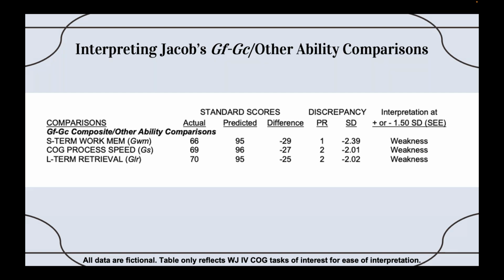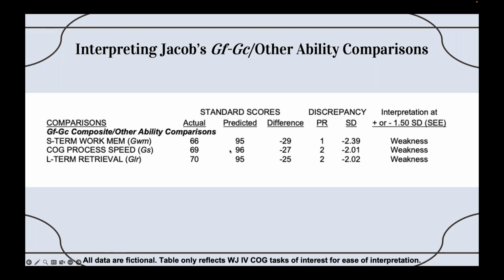And what the results of this procedure really tell the neuropsychologist is that based on his reasoning skills, which you'll see under the predicted column here, Jacob was really expected to do a lot better on short-term working memory, cognitive processing speed, and long-term retrieval tasks, because his actual performance is much less than his predicted performance, and that predicted performance is based on how he did on the GFGC composite. You will notice some slight fluctuations just due to regression to the mean, so I will call that out.